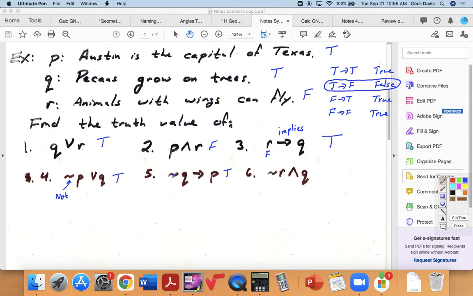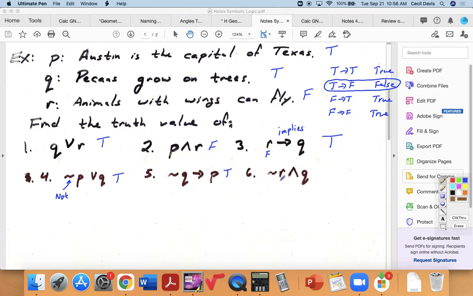Yes. Could you put the squiggle on the other side? On the other side of what? Of the arrow. That would change it to not P. Yeah, the not doesn't have to be on the first thing. It could be on the second thing.